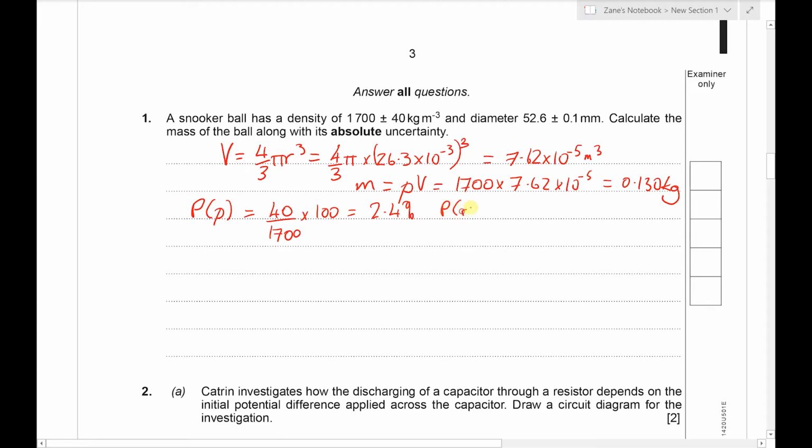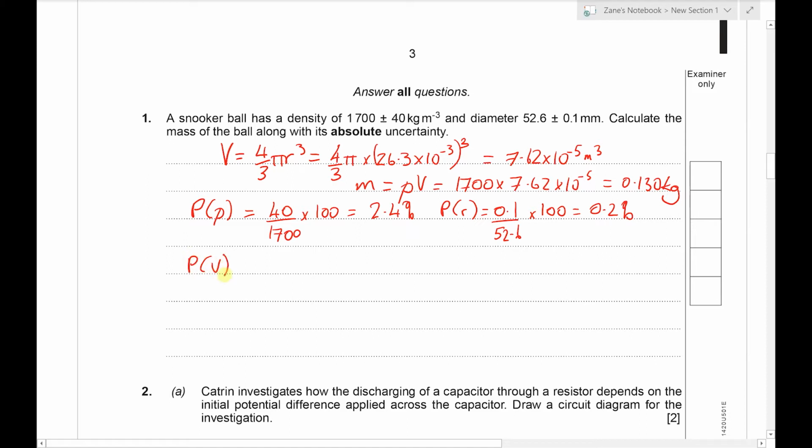Percentage uncertainty in the radius will be exactly the same as the percentage uncertainty in the diameter, because to get the radius all we've done is divide the diameter by 2. So the percentage uncertainty in the radius is 0.1 over 52.6, and again times 100 to convert that into a percentage. That's quite a small one, it's 0.19, so I'm just going to go with 0.2% just to match the first decimal place that we had for the percentage uncertainty in the density.